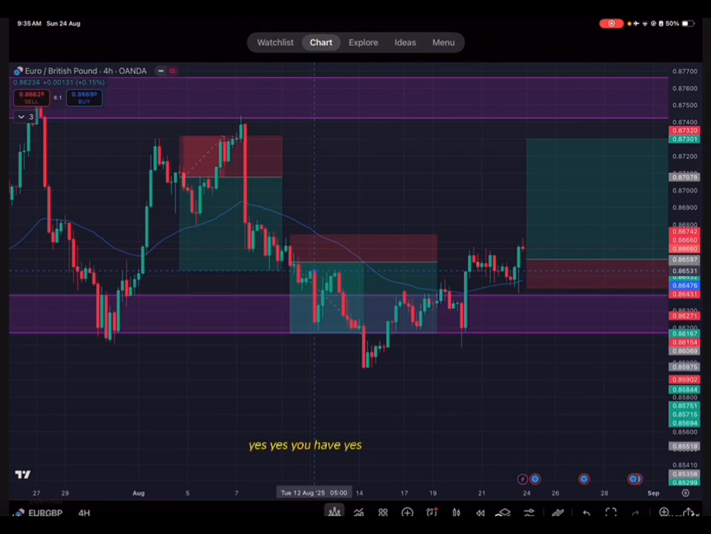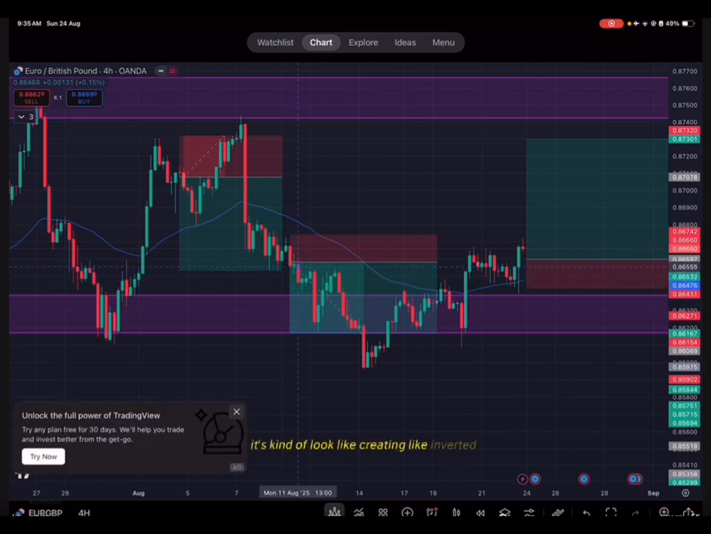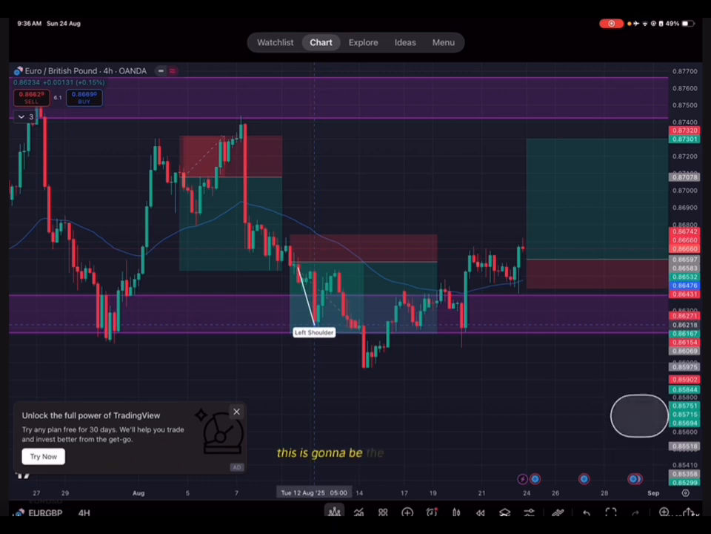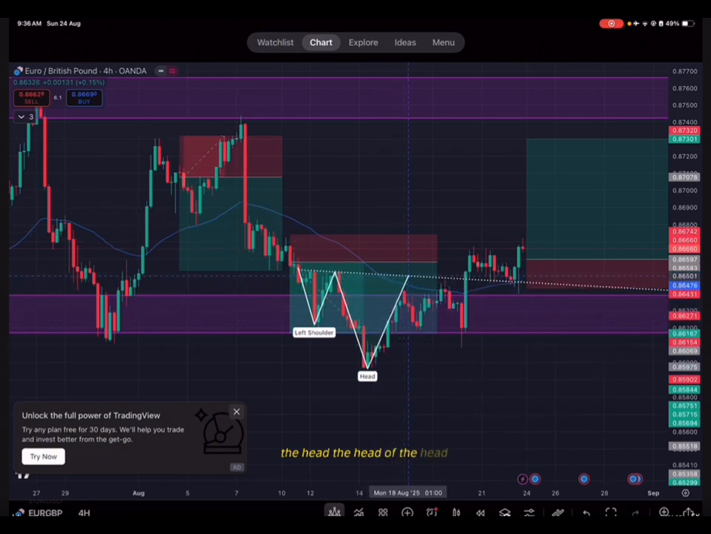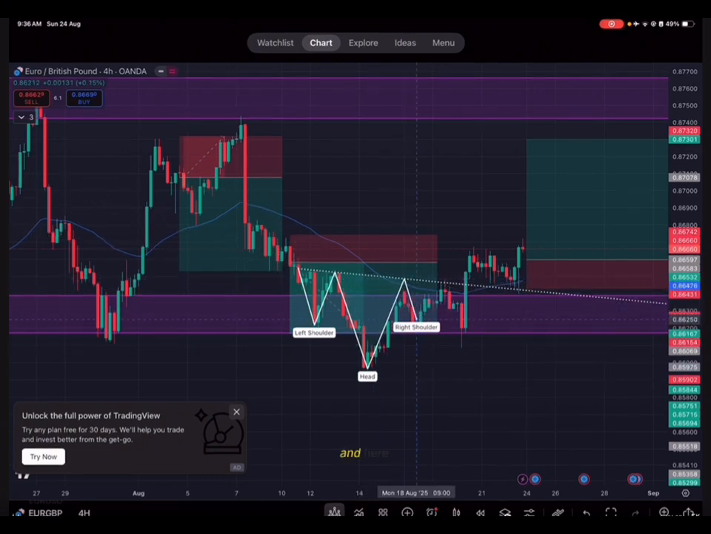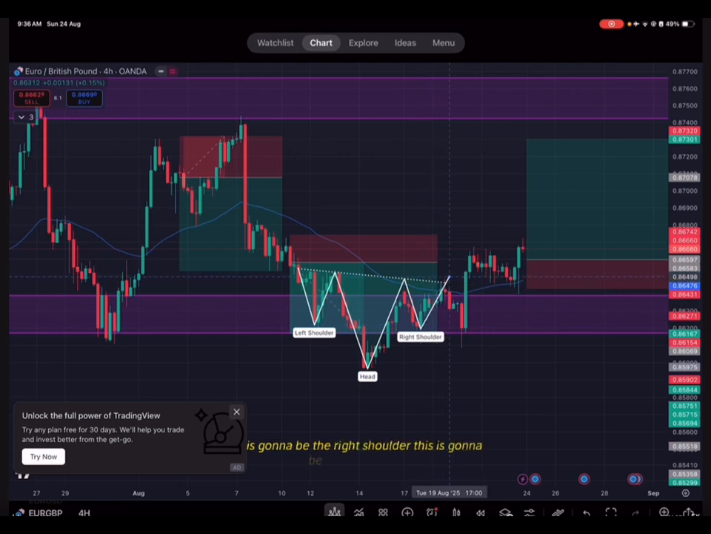Yes, you have. If you are a trader, a swing trader, then you have probably heard about the head and shoulders pattern. So here it's going to look like an inverted head and shoulders. This is going to be the left shoulder, the head, and here is going to be the right shoulder.